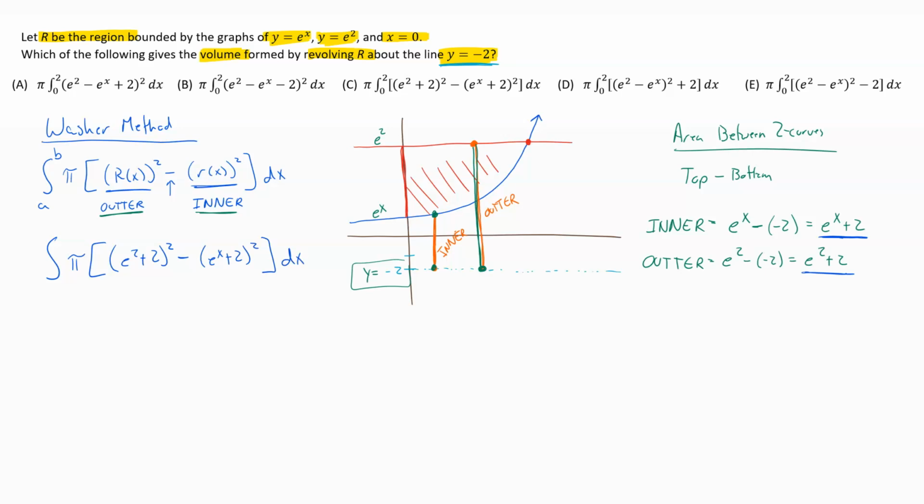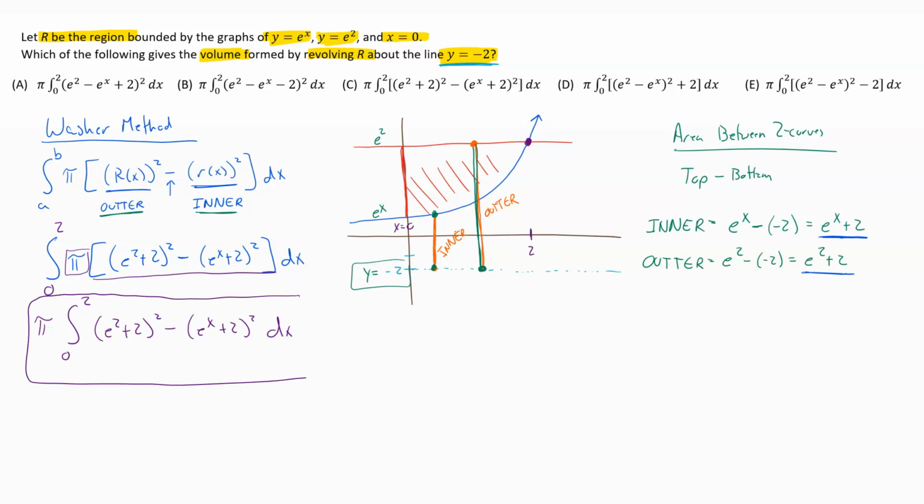When you look at your answers, you'll notice that your bounds are all the same. We can see clearly that this region starts here at x equals 0 and ends over here at x equals 2. So that's where we're getting the 0 to 2 you see on all of those answers. They also like to pull constants to the front, so I can pull that pi out to the front, and I'm left with just e squared plus 2 squared minus e to the x plus 2 squared dx. They don't even want us to find the answer to that. They usually just want us to find the setup.